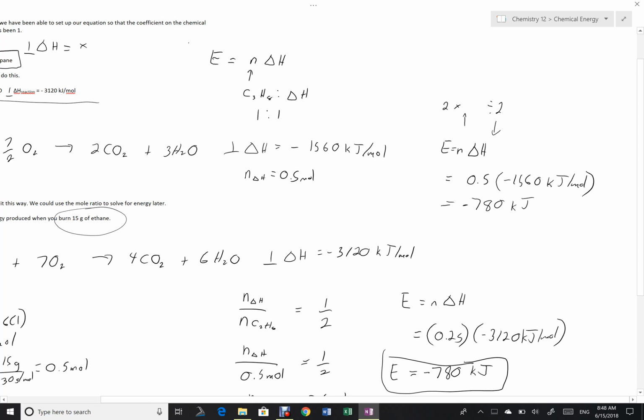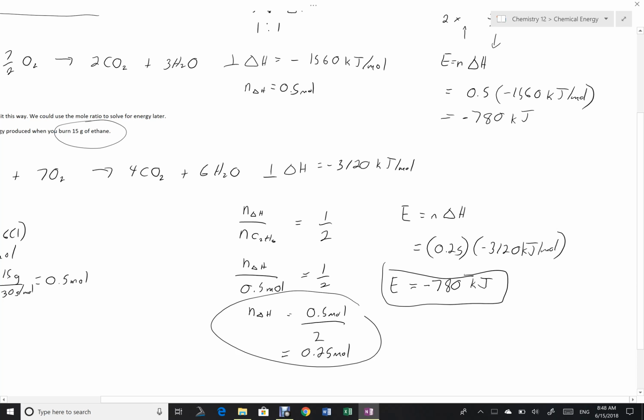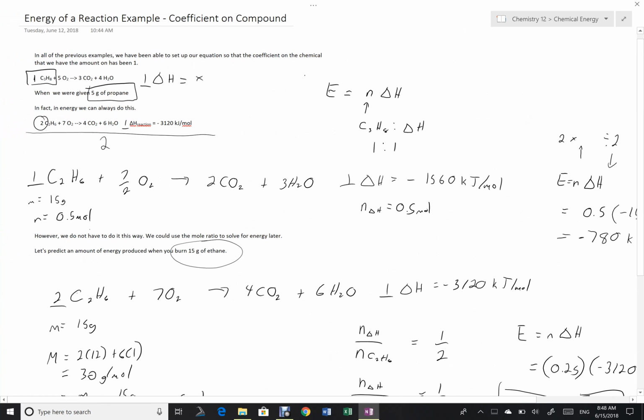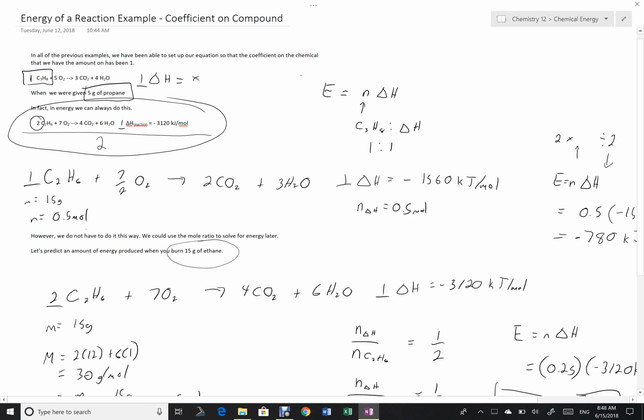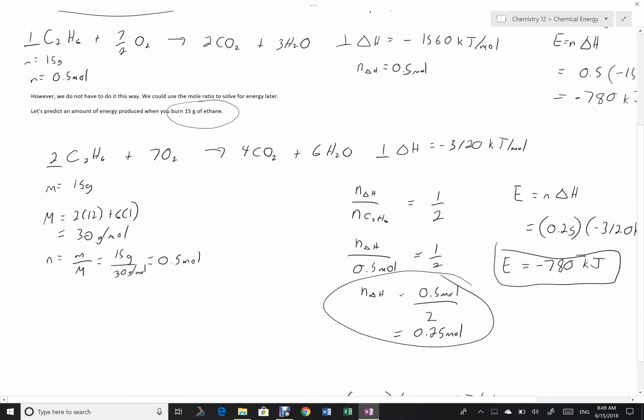Basically what this boils down to is I can divide by 2 at this step, or I can divide by 2 before I even get started. Either way, at some point I need to divide by 2 because I do not have a 1-to-1 ratio between my amount of energy and my amount of ethane. So watch for those coefficients. If they exist, I would recommend just dividing things out. For the purposes of thermochemistry, we don't need to have whole number coefficients, so it's not that critical. That being said, if you don't want to, you can always use the mole ratio to predict.